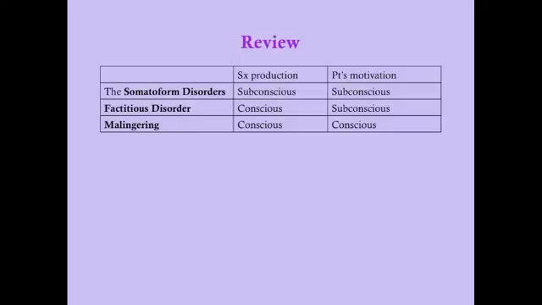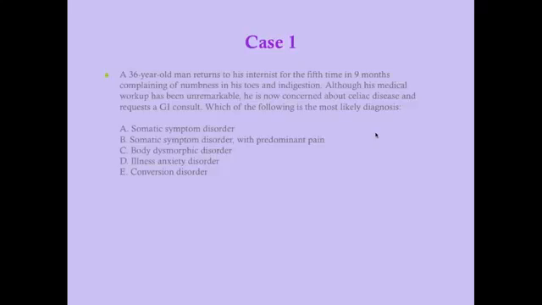So just to review, with the somatoform disorders, or the somatic symptom disorders as we know them now, the symptom production is subconscious and the patient's motivation is subconscious. With the factitious disorders and malingering, the symptom production is conscious, but the patient's motivation with factitious disorder is subconscious. They don't know why they're doing it, even though they're consciously producing whatever's there. They really don't know why they're doing it. With malingering, they do. So let's do some cases here just to kind of clarify these.